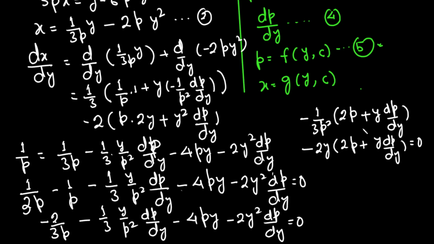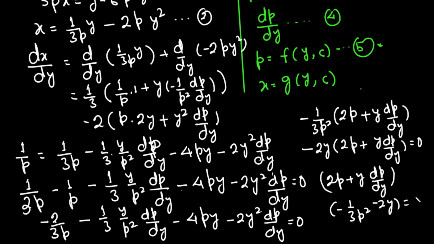Now in these two terms we have the common factor 2p plus y dp by dy, so we take it out. So we have 2p plus y dp over dy multiplied by minus 1 over 3p square minus 2y, and this is equal to 0. We have here two factors. One factor involves the derivative dp over dy, and the other factor does not have this term.